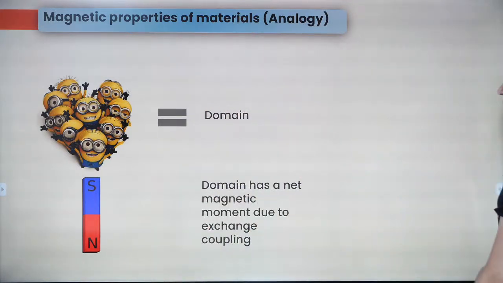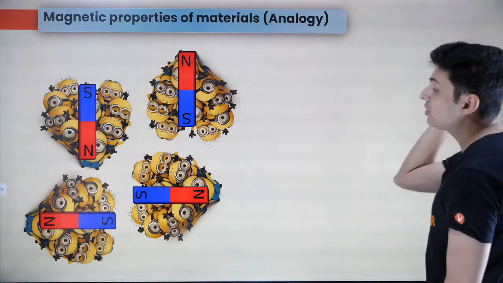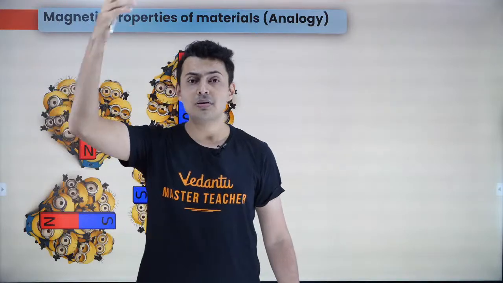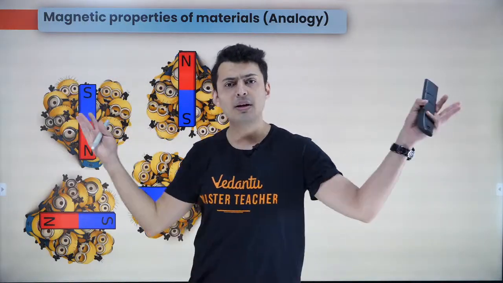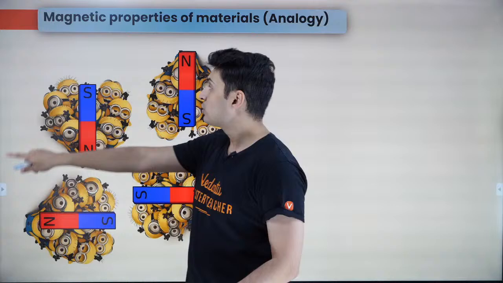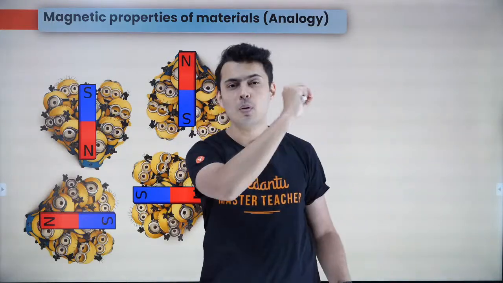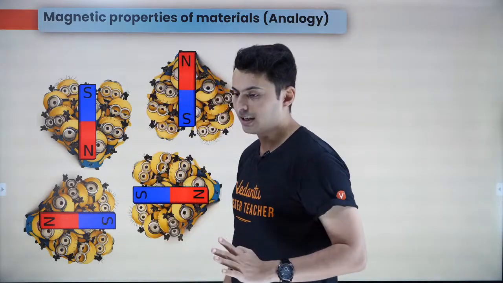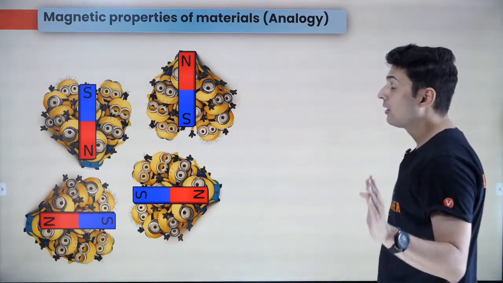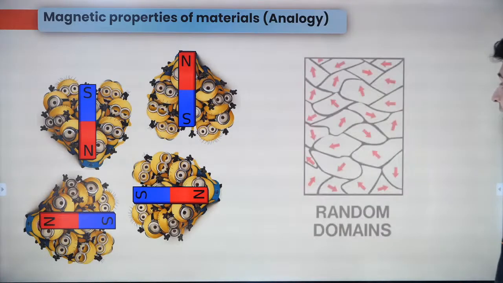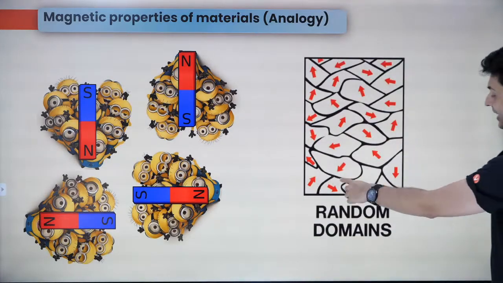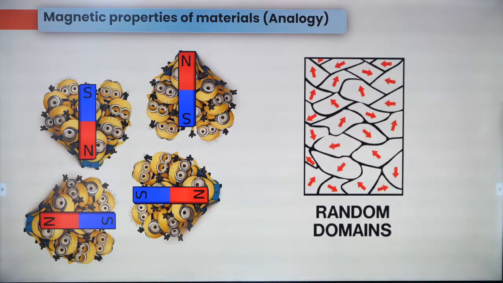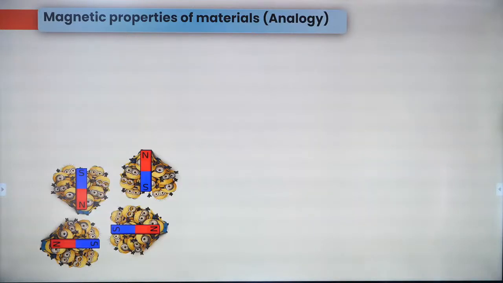Now in an object there will be many such domains. Domain 1, domain 2, 3, 4, 5, 6, 100, 200, thousands of domains might be there. Each one will be oriented in different directions. So the object as a whole has zero magnetic moment. By the way, this is how the domains look in the object. These arrow marks point in the direction of the magnetic moment. So you can see it's randomly oriented.